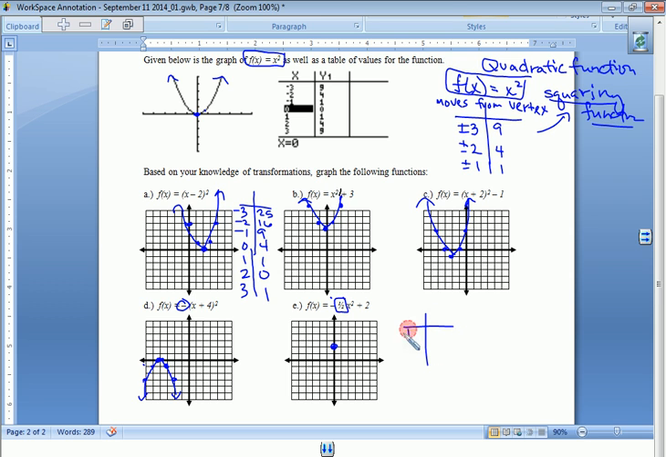So instead of going left and right 1 and down 1, we're going to go down a half. Instead of left and right 2 and down 4, we're going to multiply that by half, which is the same as dividing by 2, right? So we're going to go down 2. Instead of left or right 3 and down 9, we're going to go down 4.5.